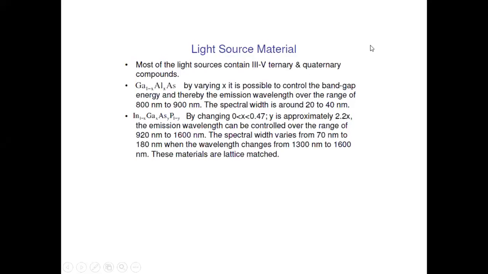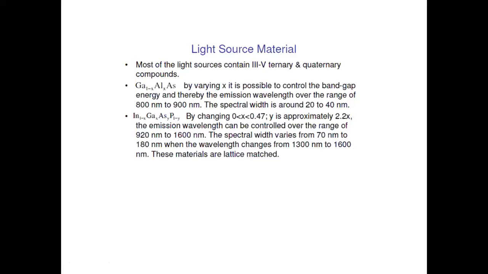Let's get into further detail of light source materials. Most of the light sources are basically III-V ternary and quaternary compounds like gallium aluminum arsenide. Now if you vary the X, it's possible to control the band gap energy and therefore the emission wavelength over the range of 800 to 900 nanometers. The spectral width is around 20 to 40 nanometers.